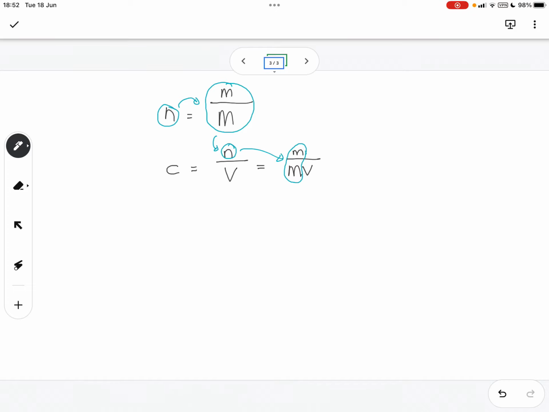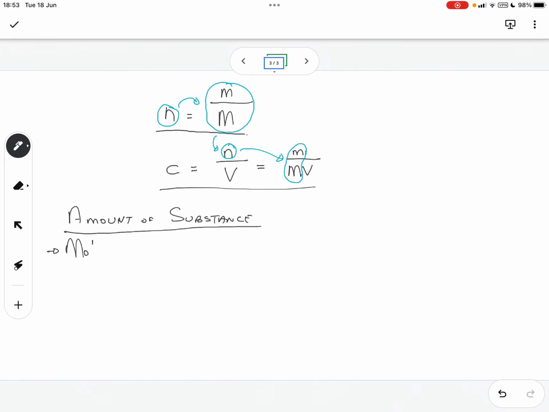So we're going to do a little bit of this formula here, because we've already looked at this one. And in this, we're going to talk about what's called amount of substance. So amount of substance, we'll start off with the molar volume of gases. Right? So molar volume of a gas.